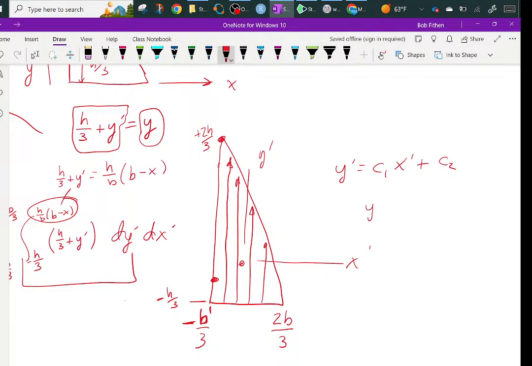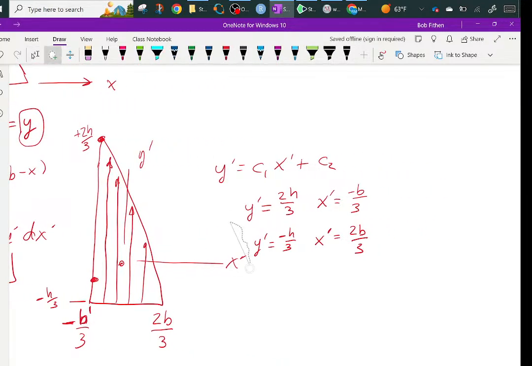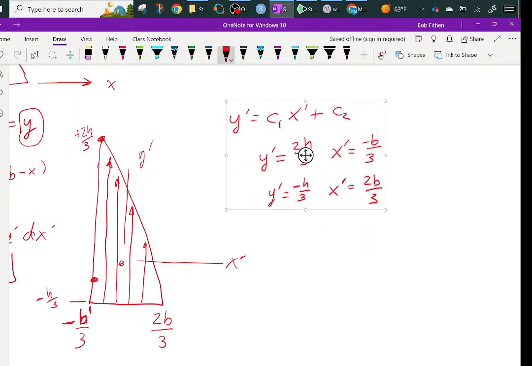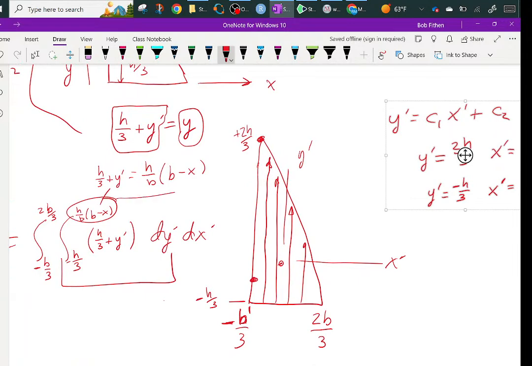Okay, so I have two individual locations. Y is equal to 2h over 3 when x prime is equal to... So I take this location, look at right here, x would be minus base over 3. Then I got this location right here. This location is x prime is equal to 2 base over 3 when y prime was equal to minus h over 3. Okay, with all this information, I should be able to back out what the constant 1 and constant 2 is. I have two ways of doing it. I'm going to check it against this in a minute.